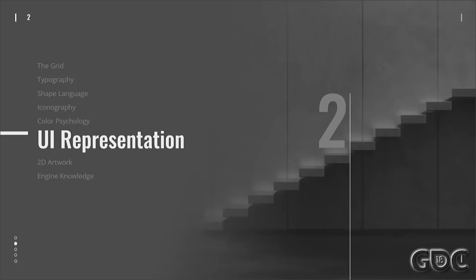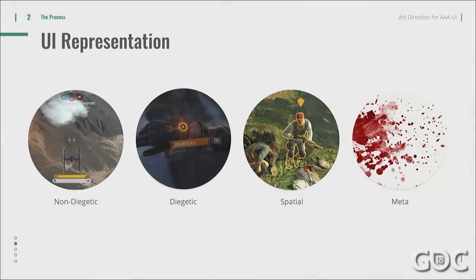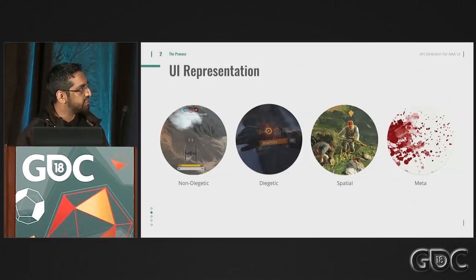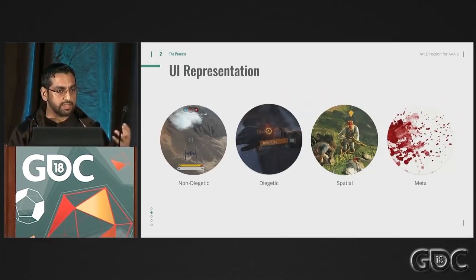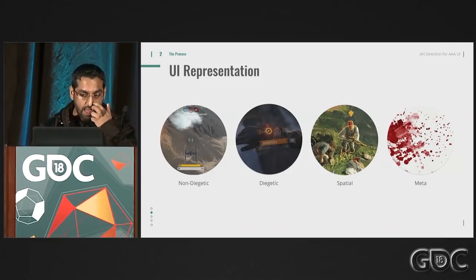Next, we're going to talk about UI representation. This is more focused on the HUD side of things. So you have non-diegetic and diegetic, spatial and meta. We're going to go through each one of these. Diegetic in general is taken from movies and films, where you have a character that narrates over what's happening in the story. So it's something that's actually part of the narrative.